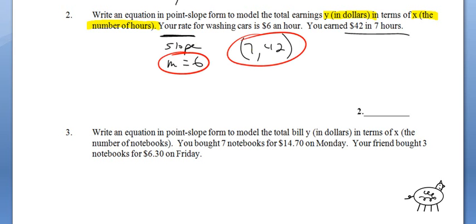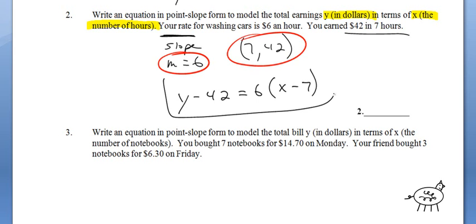In fact, I asked you for point slope form, so there's so little work. Watch this. y minus 42 equals m times x minus 7, with m equal to 6. There we go, math fans. That's the answer to this problem. That's an equation in point slope form. That's pretty easy.